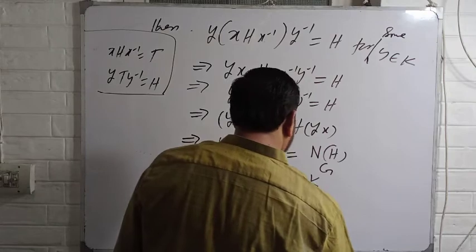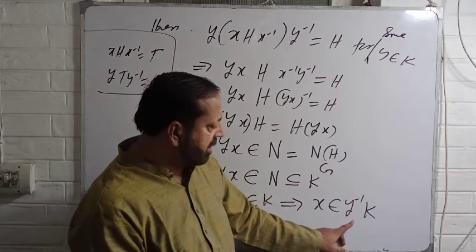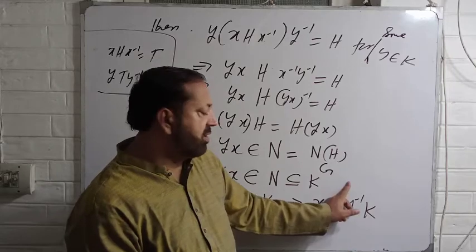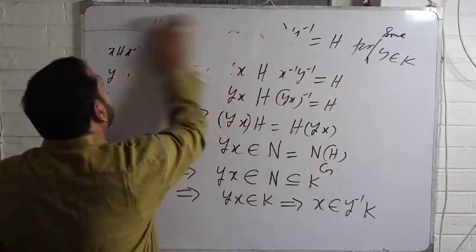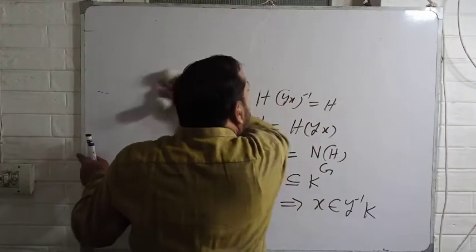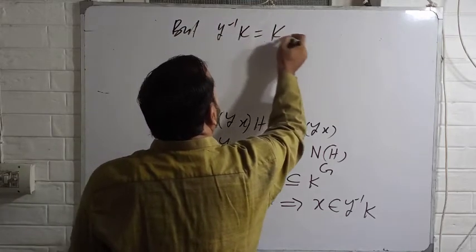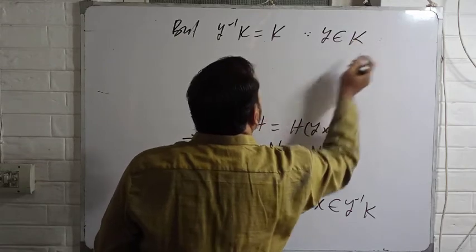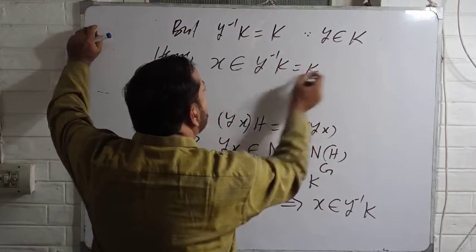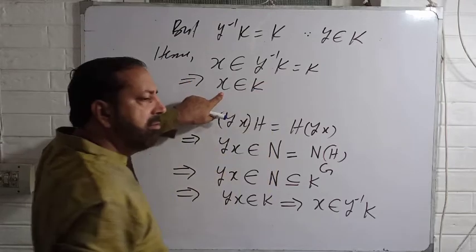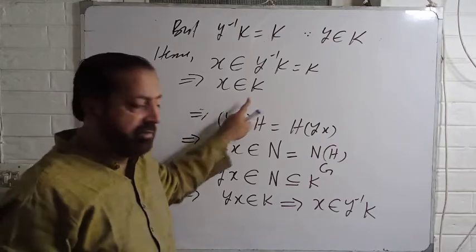So this implies x belongs to y inverse K. And you know that K is a subgroup, and y is an element of K. So because y inverse is an element of K, y inverse K must be equal to capital K, right? But y inverse K is equal to K, since y belongs to K, hence x belongs to y inverse K, which is equal to K. This implies x belongs to K, and x was an arbitrary element of the normalizer of K in G, so the normalizer of K in G is contained in K as well.